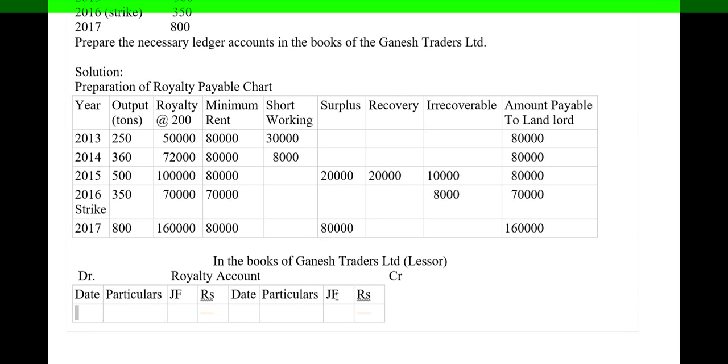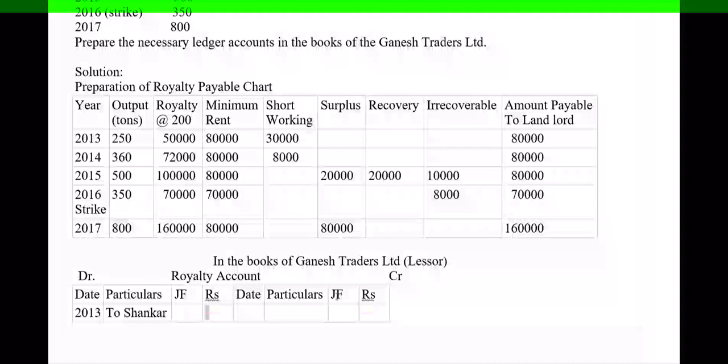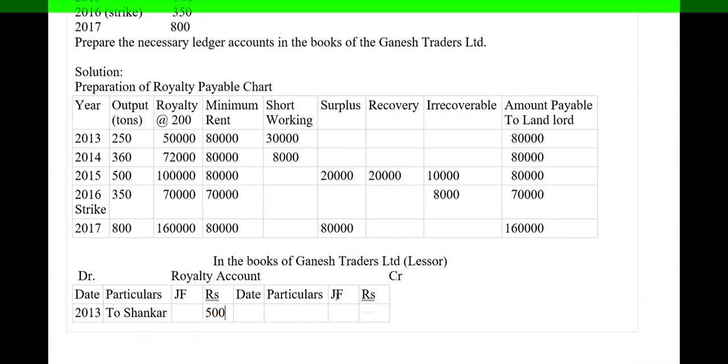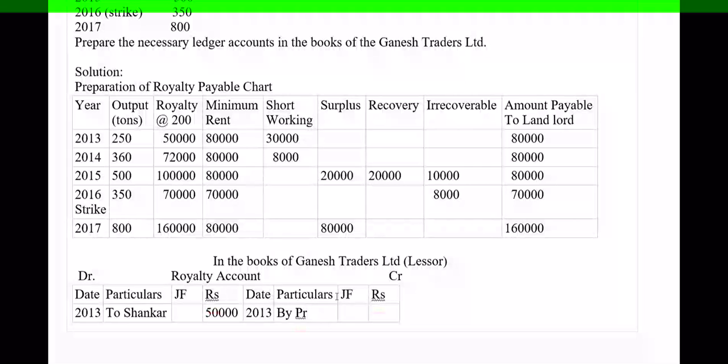So the first one, that is year 2013, when the royalty is payable, then it will be royalty account debit, short working account debit to Shankar's account, so the royalty is rupees 50,000. Then 2013, it is transferred to the P&L account. So when the royalty is transferred to the P&L account, then the entry will be profit and loss account debit to royalties. So royalty is credited by P&L account.